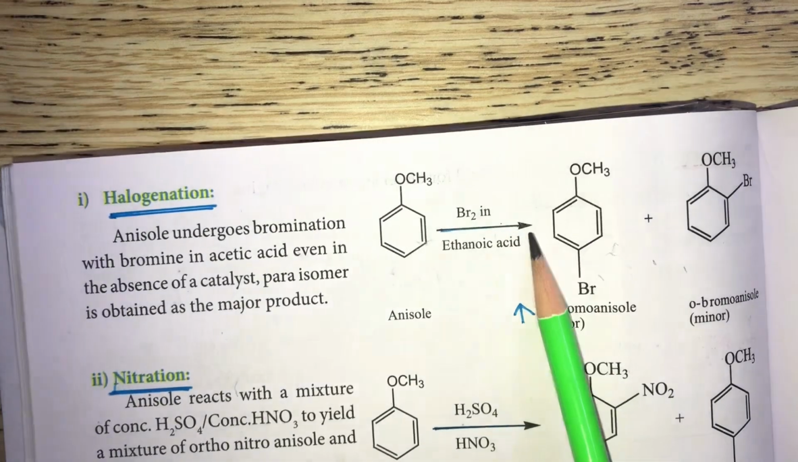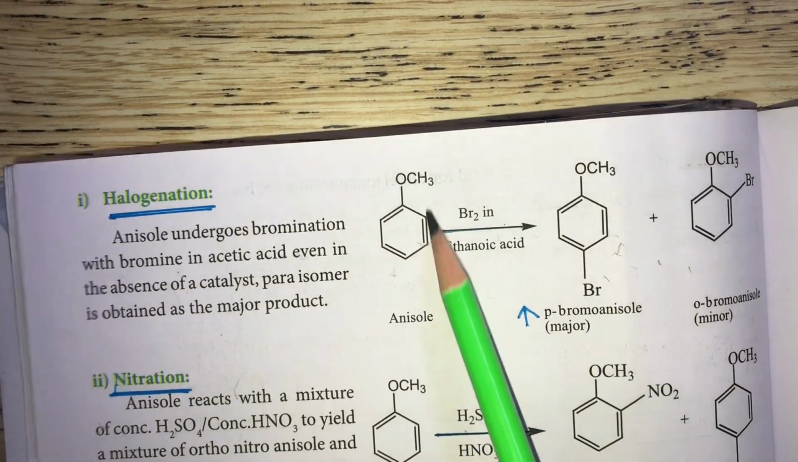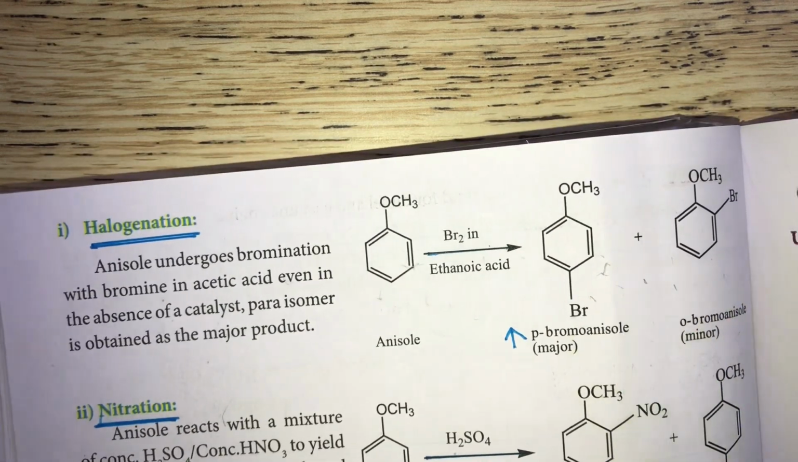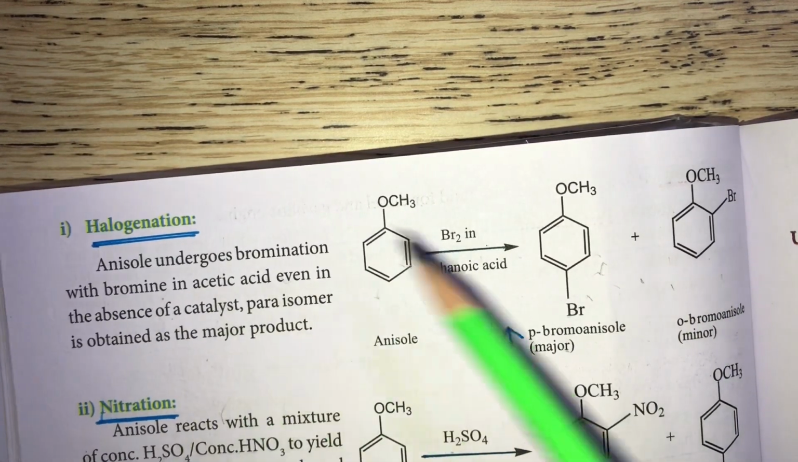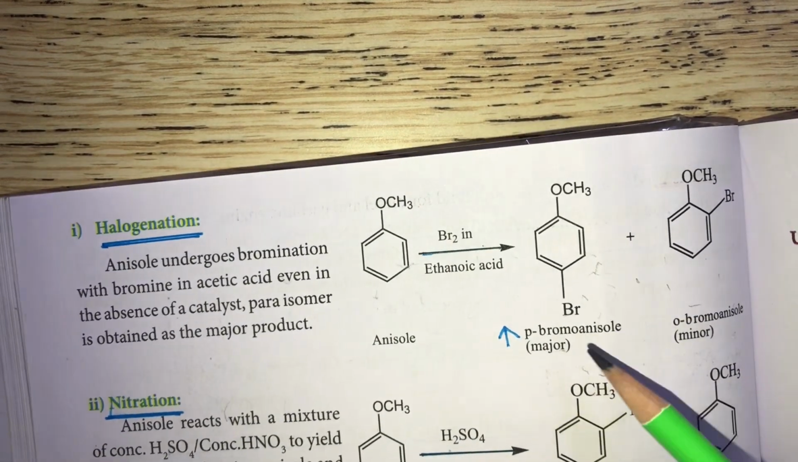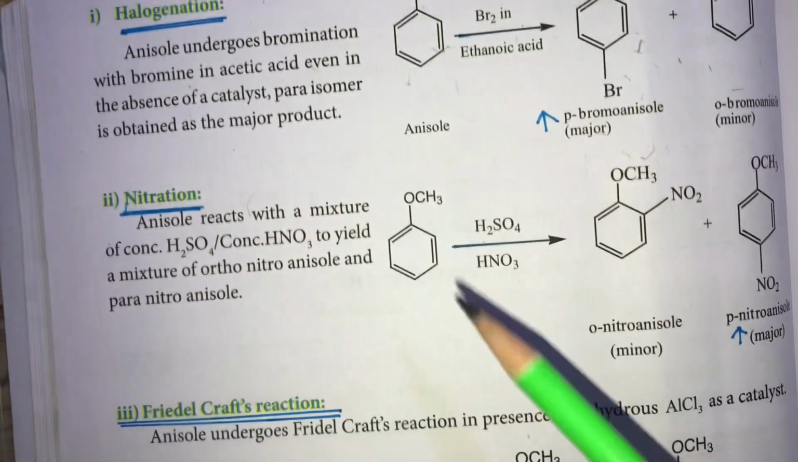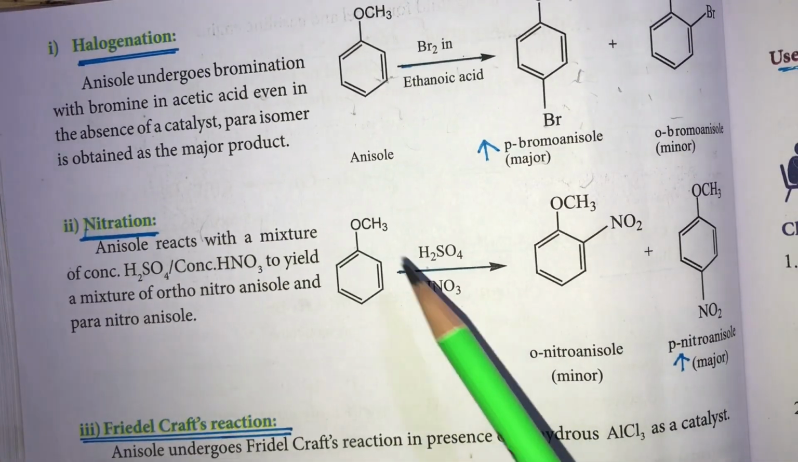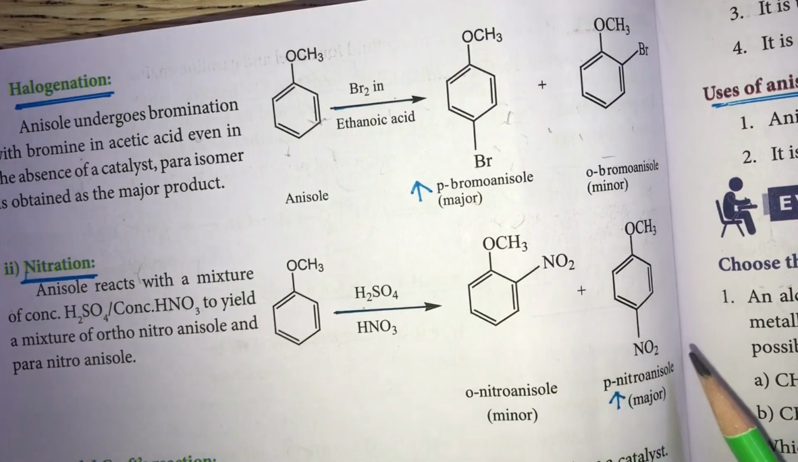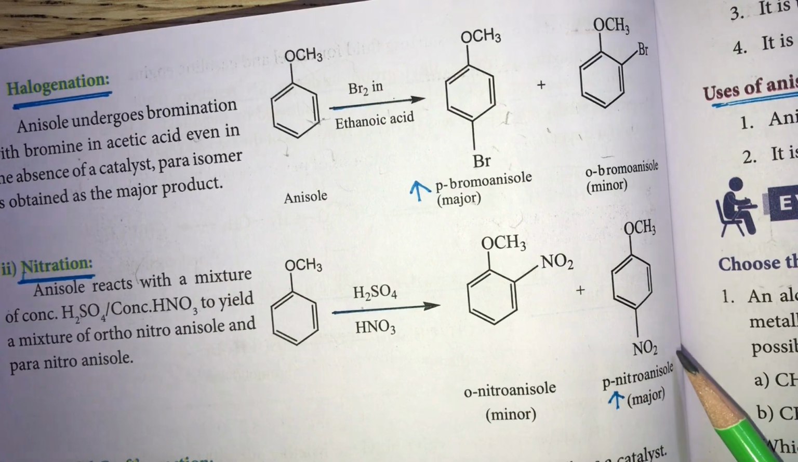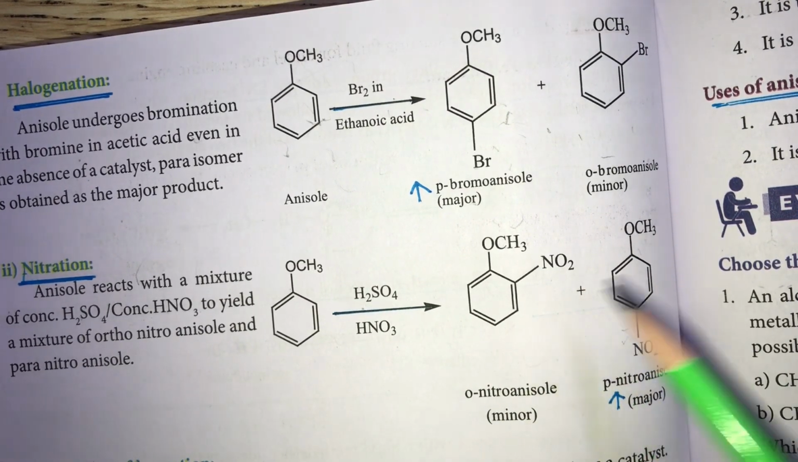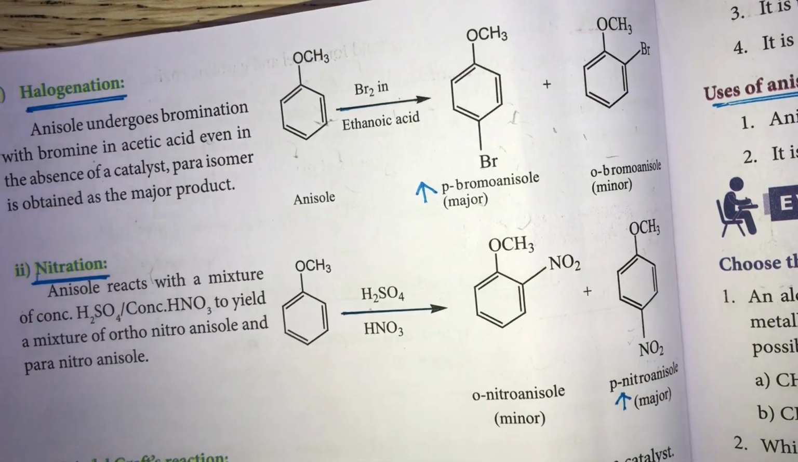Halogenation: bromine in the presence of ethanoic acid. Here the methoxy group of anisole activates the ortho and para positions. So on bromination, it forms ortho-bromoanisole and para-bromoanisole. Here the para-bromoanisole isomer is higher. Nitration: anisole on nitration with concentrated sulfuric and nitric acid. Here also both ortho and para isomers are present. The para isomer percentage is higher than the ortho isomer. A mixture of ortho-nitroanisole and para-nitroanisole is formed, with the para isomer in higher proportion.